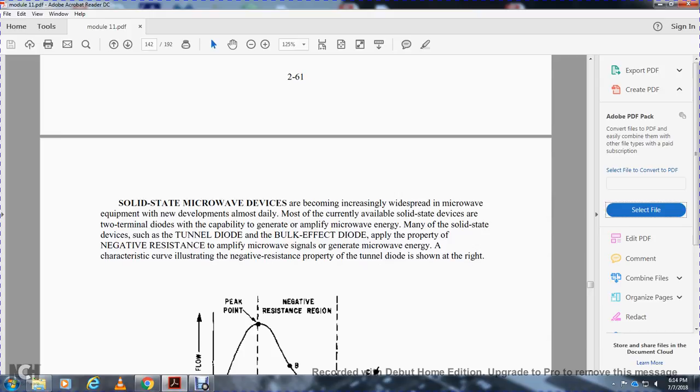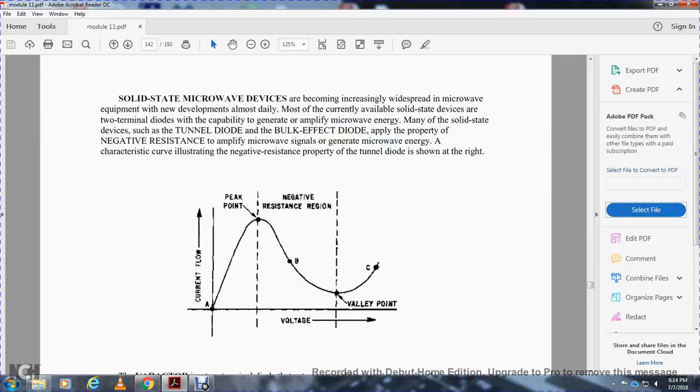Solid-state microwave devices are becoming increasingly widespread in microwave equipment, with new developments almost every day. Most of the currently available solid-state devices are two-terminal diodes capable of generating and amplifying microwave energy. Many of them, such as the tunnel diode and the bulk effect diode, apply the property of negative resistance to amplify or generate microwave energy. The characteristic curve of the negative resistance property of the tunnel diode is shown at the right, with current flow, peak point, negative resistance region, valley point, and points A, B, and C.